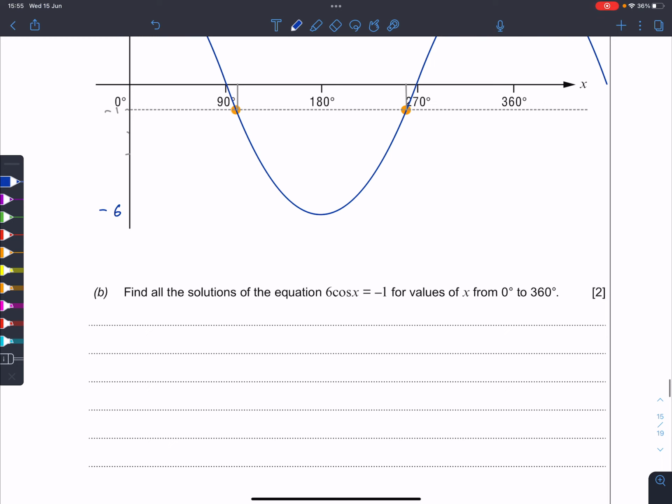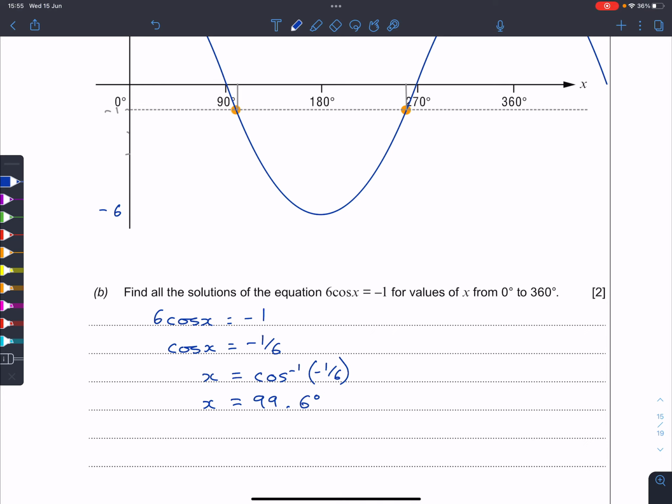So if we look at the equation, we've got 6 cos x equals negative 1. Well, I can change that to cos x equals negative 1/6. Now, what I can do is find the inverse cos of this. This would give me one solution. Now, there are an infinite number of solutions, but your calculator can only hold one. So if I do inverse cos of negative 1/6, that gives me 99.6 degrees.